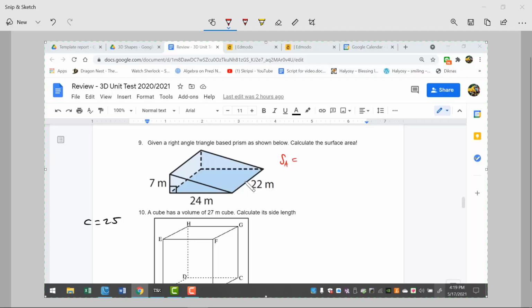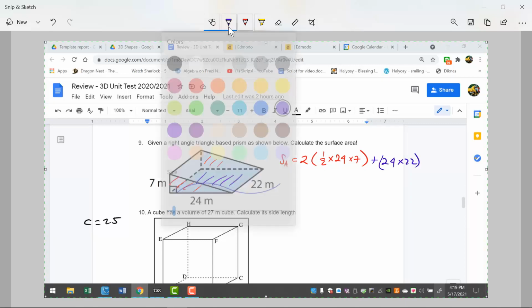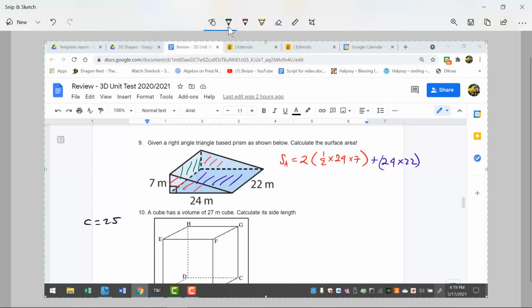So the total surface area will be, the first one, we know that we have 2 of that triangle, which is this one and this one, right? So 2 of that, times the area of a triangle, which is half times the base of the triangle, of course, times the height of the triangle, which is 7. And the next one is this one here, right? So it's just 24 times 22. And the next one is going to be this one here, which is 22 times 7, right? This is 22 and this is 7.